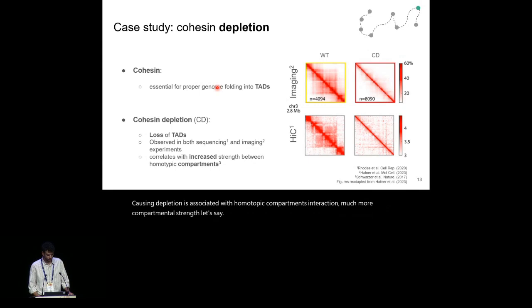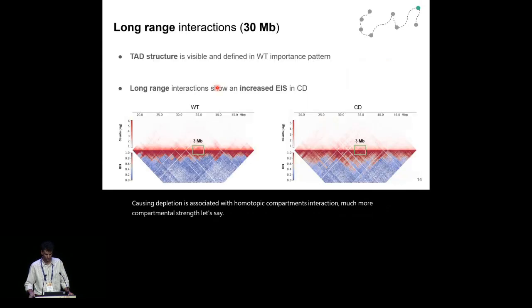So we applied Icona to this 30 megabase region, and you can see on the top the contact map of the wild type and cohesin depleted condition, and on the bottom we can see the edge impact score.